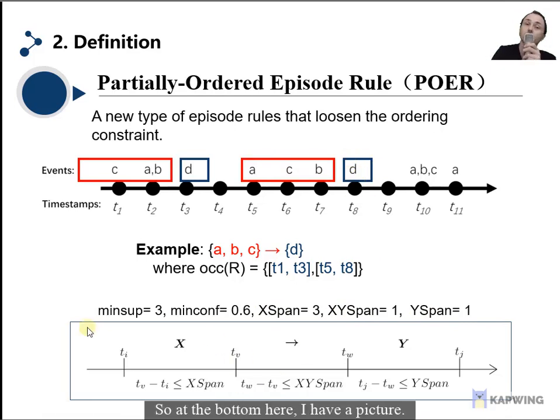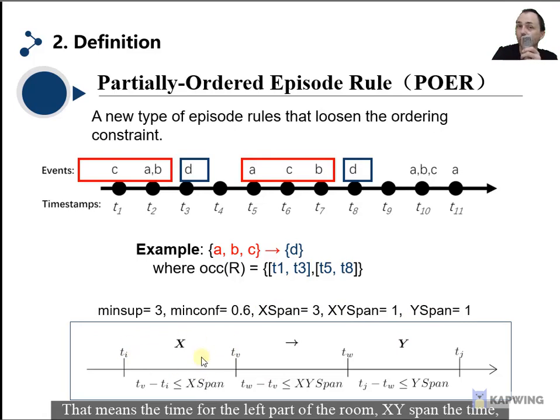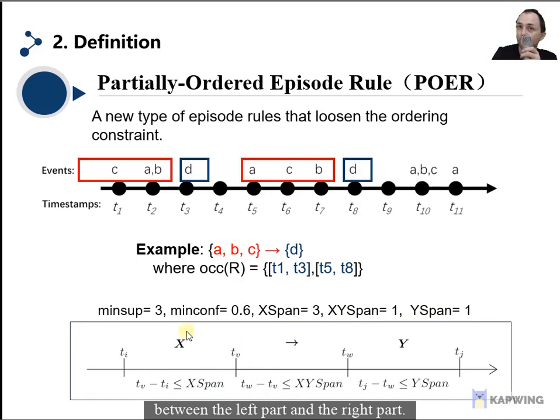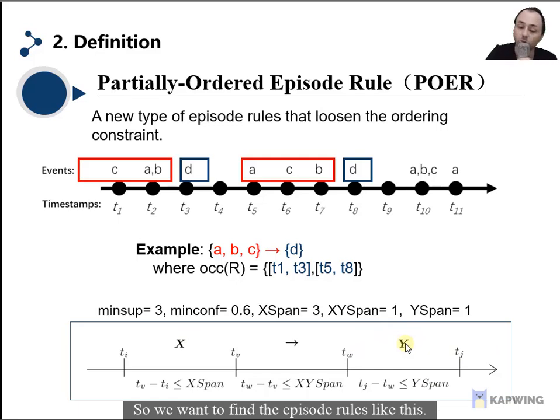At the bottom here I have a picture. We have the X span, which means the time for the left part of the rule. XY span, the time between the left part and the right part. And Y span, the maximum time for the right part of the rule. So we want to find episode rules like this.